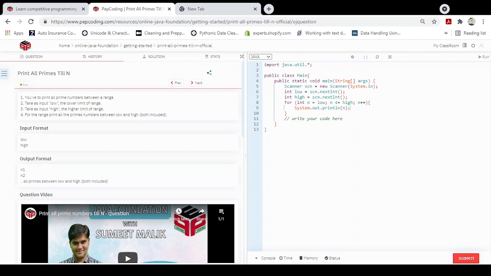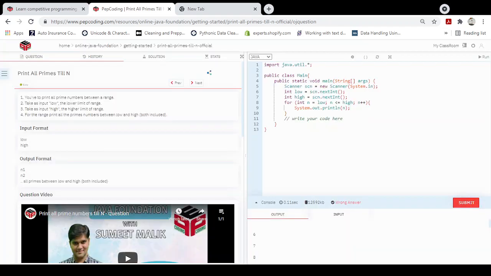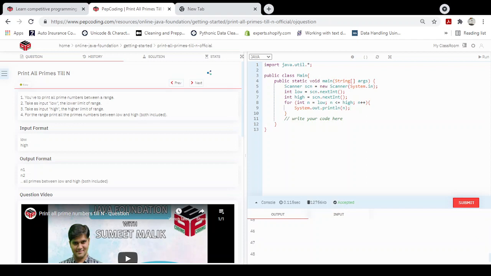Now let me run. My input is say 5 and then 50. So I am running again. That is coming at 5, 6, 7, 8, 9, 10, 11, 12 till 50. So I'm getting all the numbers from 5 to 50, but that is what I didn't intend to do. I needed only the prime numbers, but here I'm getting all the numbers.